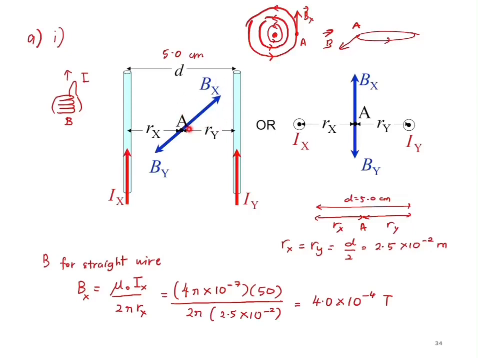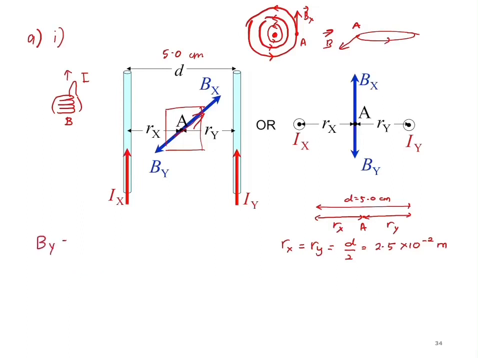So Bx, if you refer to the first diagram, if you have a page, Bx will be going into the page. So the direction should be written as into the page. Or if you refer to the second diagram, then the direction will be upward.